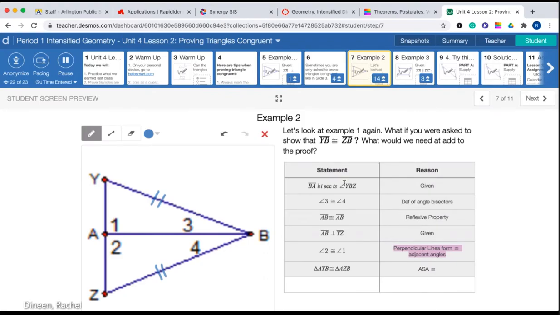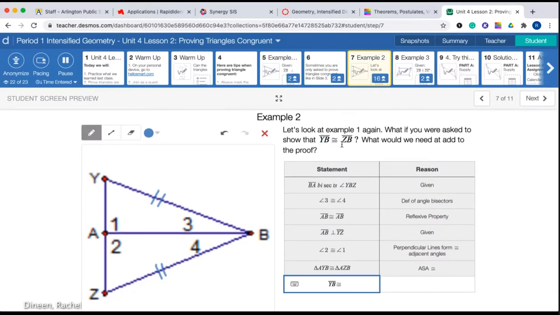So we've already proven that the triangles are congruent. So if the triangles are congruent, then all the corresponding parts are congruent. So after we've proven the triangle is congruent, I know that all of the sides are congruent as well, or all the corresponding sides, should I say. So I can say that segment YB is congruent to segment ZB because corresponding parts of congruent triangles are congruent.